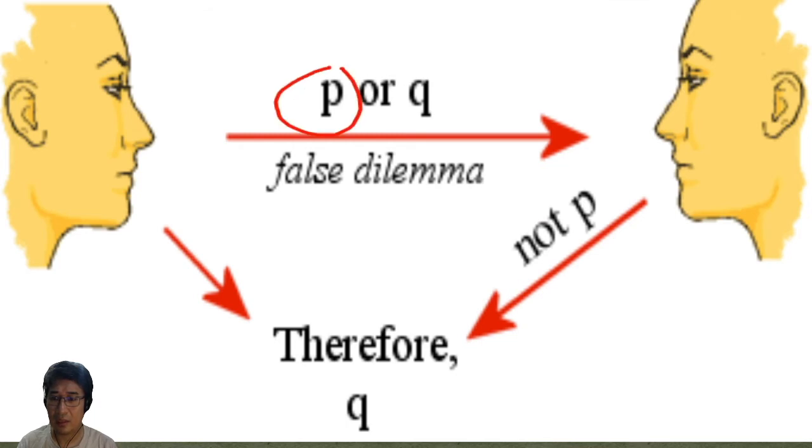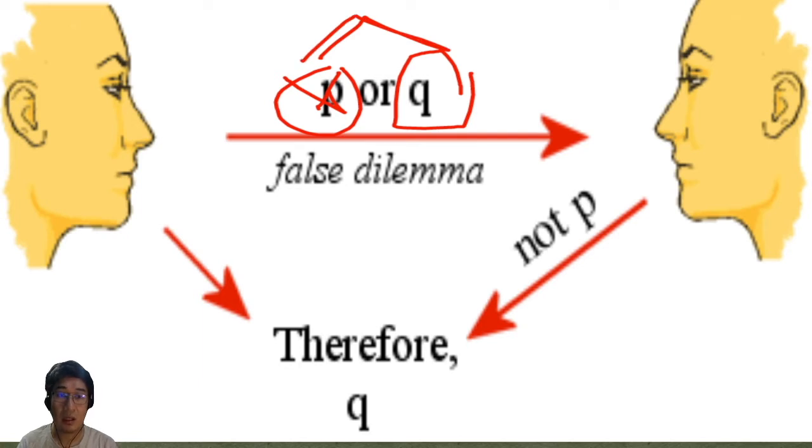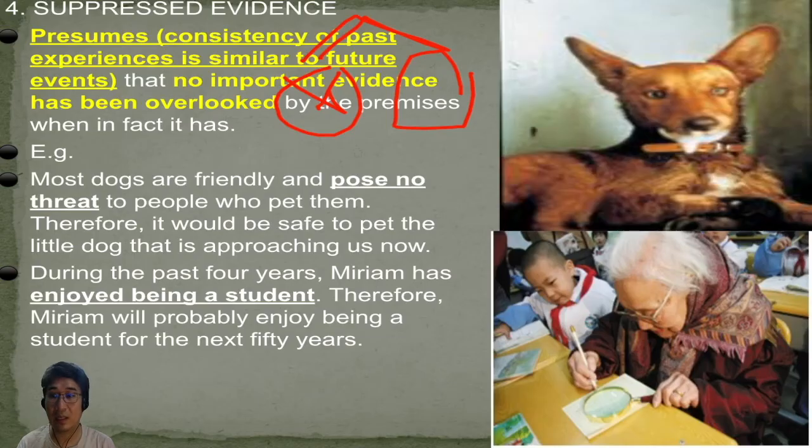False dilemma. If you will not choose P, ibig sabihin, you have to choose letter Q. So, again, dalawa lang po yung pinapakitang options under dichotomy. Dichotomy means separation or duality. Dalawa lang ang options. Suppress evidence tayo.